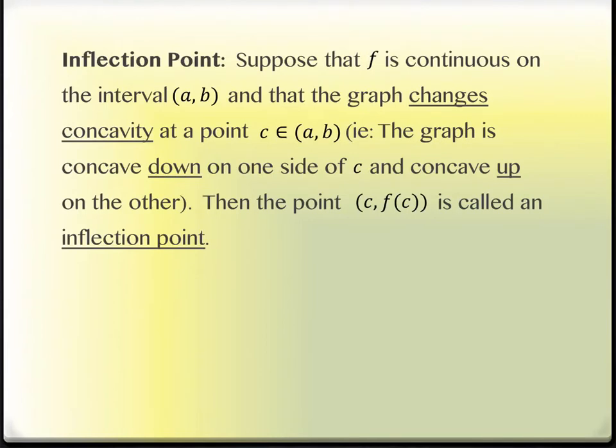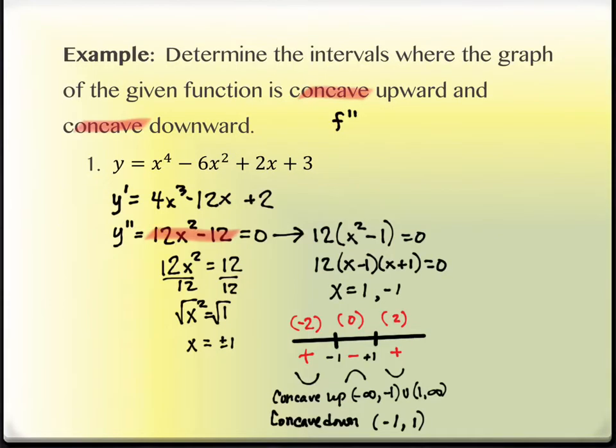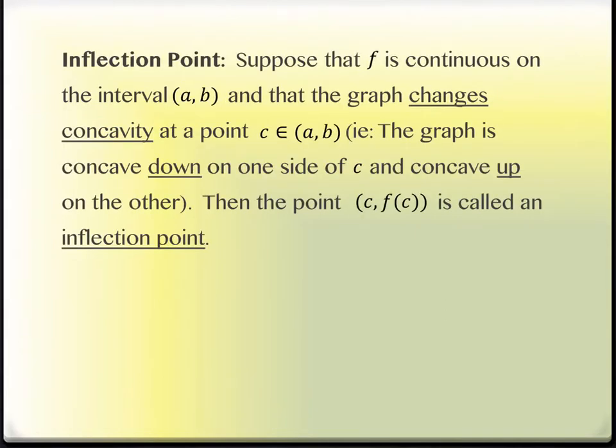So suppose that we have a function that's continuous on an interval a, b, and the graph changes concavity. Ding, ding, we just did one, right? It changed concavity here at negative 1. It changed concavity at 1. So the previous example does exactly what this description is saying. It changes concavity. If the graph is concave down on one side, the graph is concave up on the other side, or vice versa. That's what the change in concavity would mean. And if that happens, the location where it changes concavity is called an inflection point.